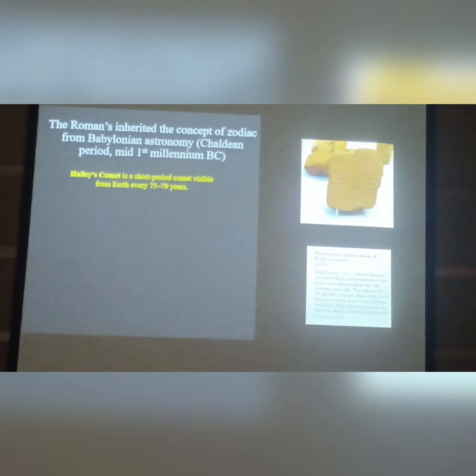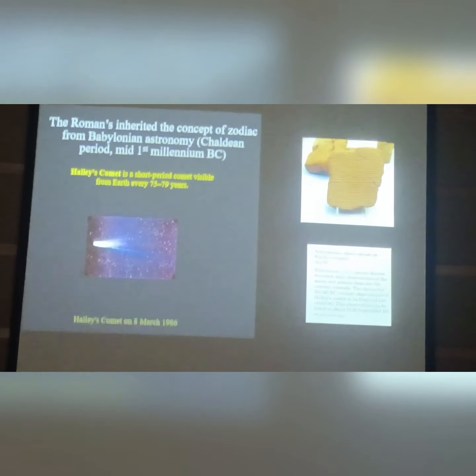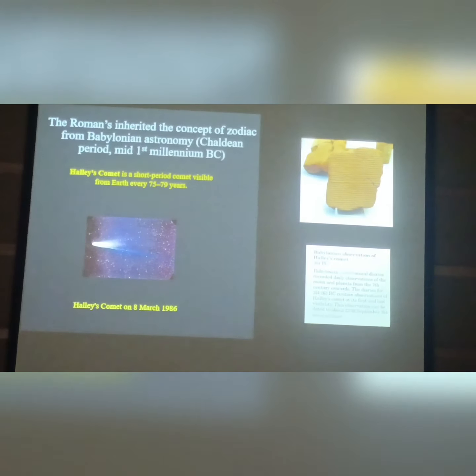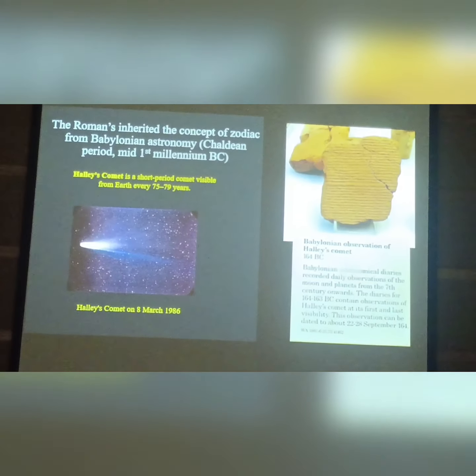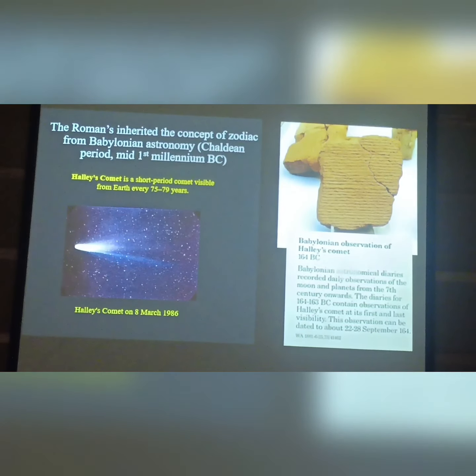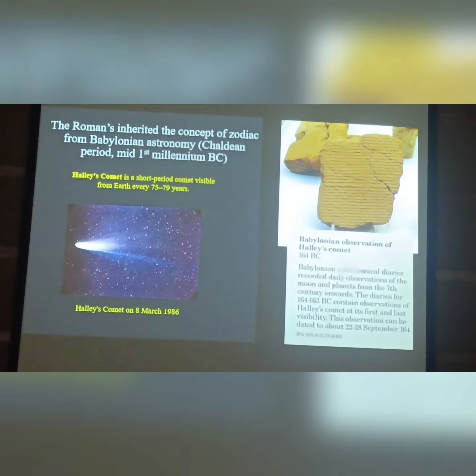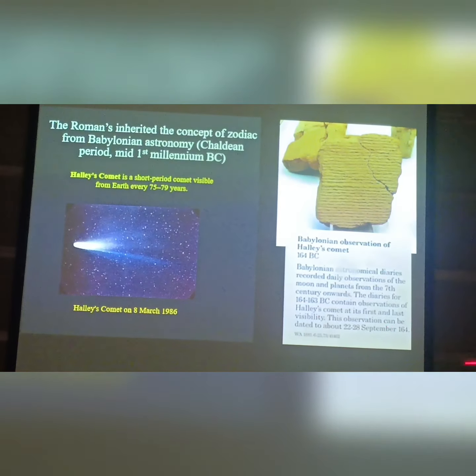Halley's comet is a short-period comet visible from Earth every 75 to 79 years, and this is a picture of Halley's comet on 8th March 1986. But if you look at this diary, which came from the Babylonians, they have talked about this comet.